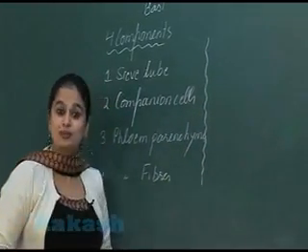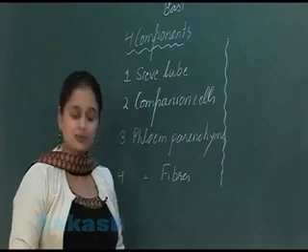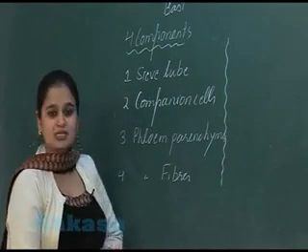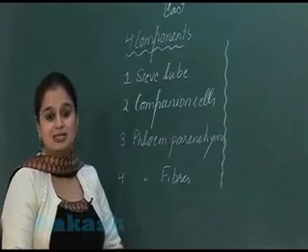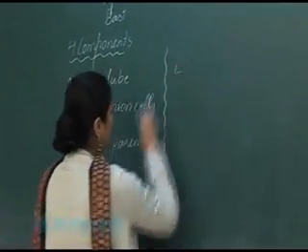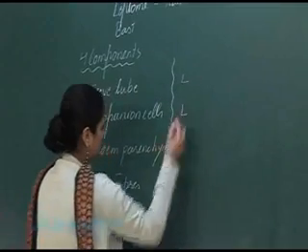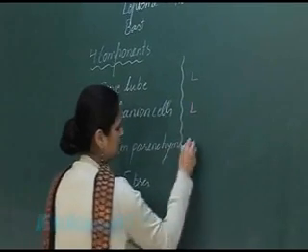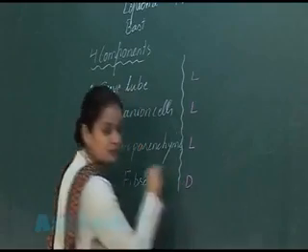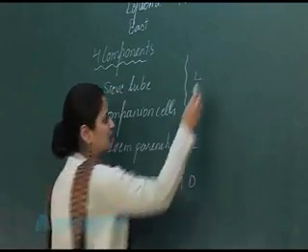So we are going to compare the 4 components with respect to the basic features. So let's say first thing we will see whether the cells are living or dead. Sieve tube, living cells, living companion cells. Phloem parenchyma, living. Fibers, they are going to represent dead cells at maturity.